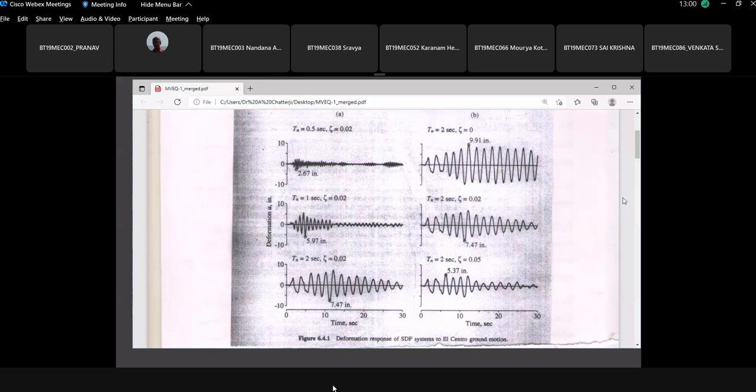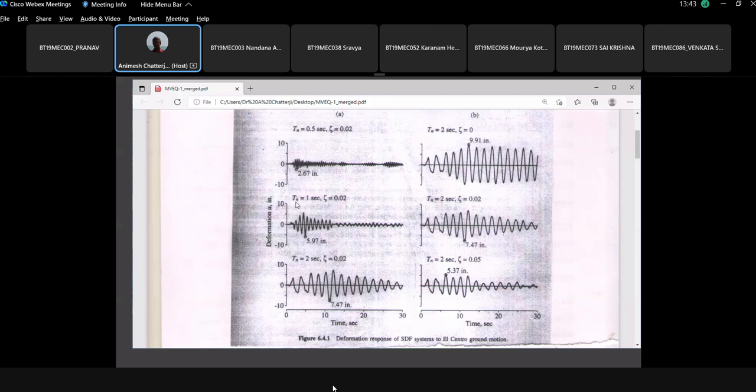These are not earthquake recordings. These are after the numerical integration has been done by the Duhamel formula. When the numerical integration was done with the Duhamel formula, we got these graphs for different parameters. Don't get confused. Tn means natural time period. So 2 pi by Tn will be natural frequency in radian per second, and 1 by Tn will be natural frequency in hertz.